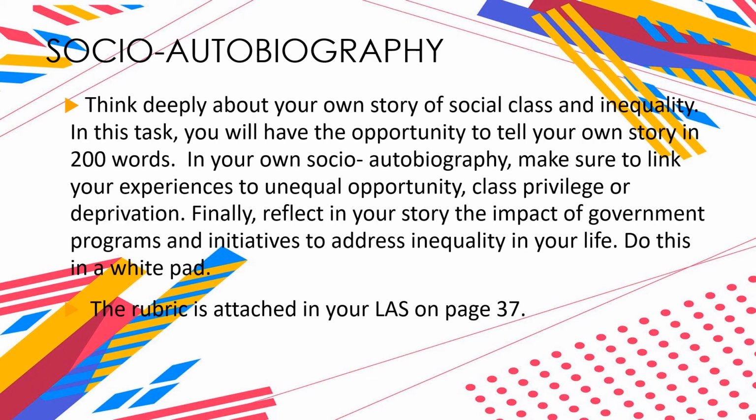Now, for your evaluation, which serves as your performance task, I want you to do the learning activity for social autobiography. Directions. Think deeply about your own story of social class and inequality. In this task, you will have the opportunity to tell your own story in 200 words. In your own social autobiography, make sure to link your experiences to equal opportunity, class privilege, or deprivation. Finally, reflect in your story the impact of government programs and initiatives to address inequality in your life. Do this in a whole pad. The rubric is attached in your module on page 37.